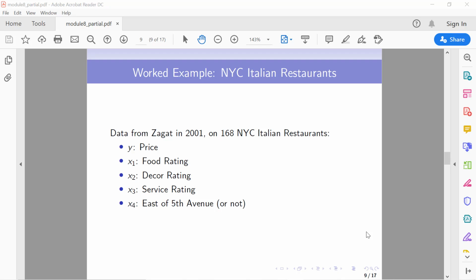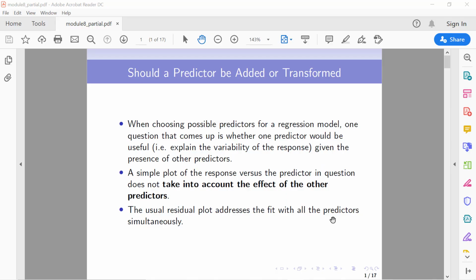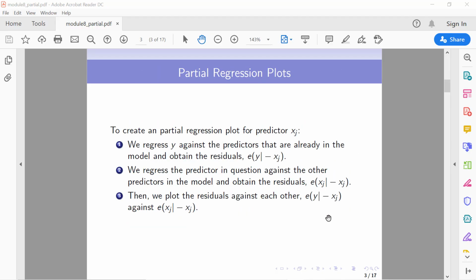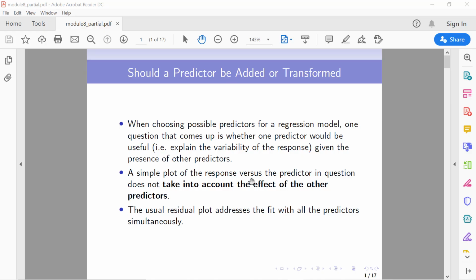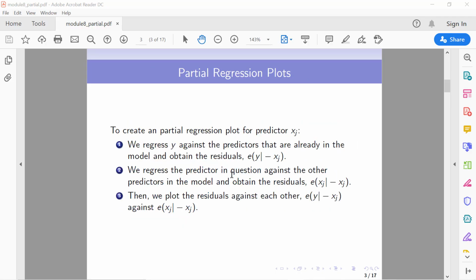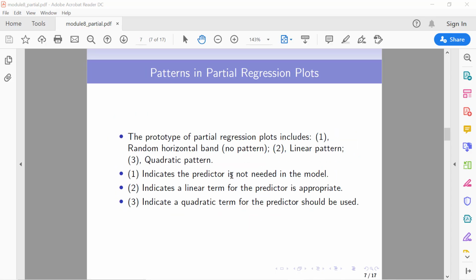Okay, so this is the worked example portion of the video presentation for partial residual plots, right? So the main thing we talked about in the first part is that a partial residual plot helps us visually see the impact of a predictor on the response, in the presence of the other predictors.